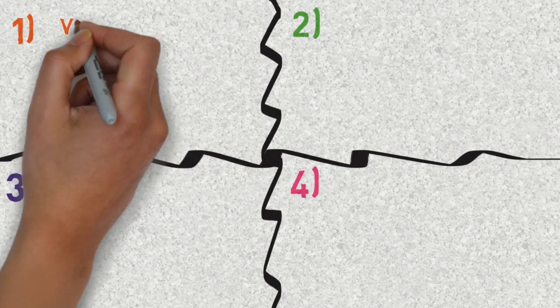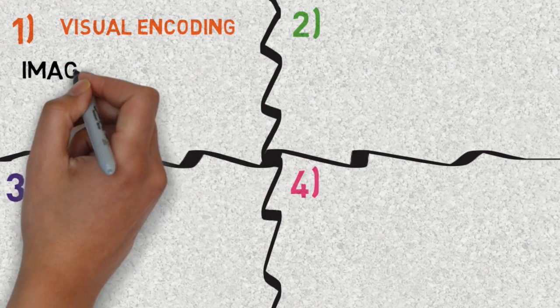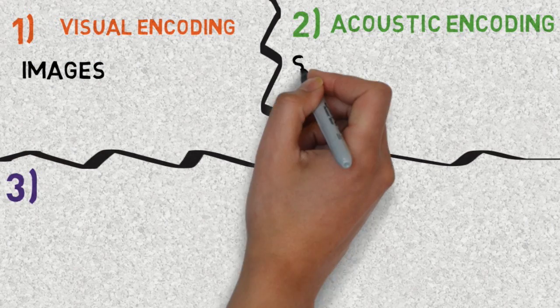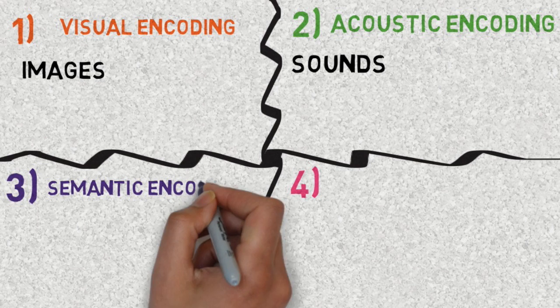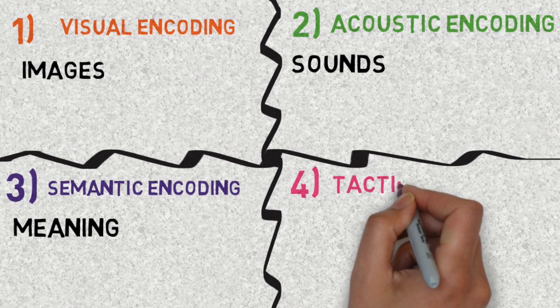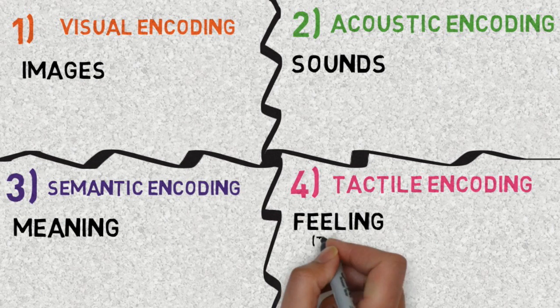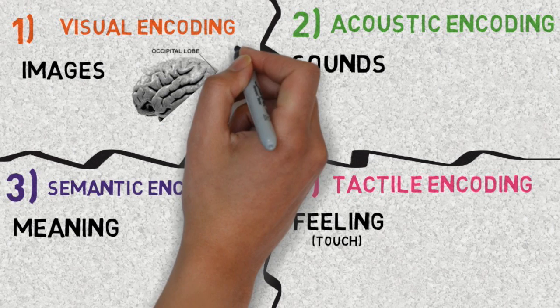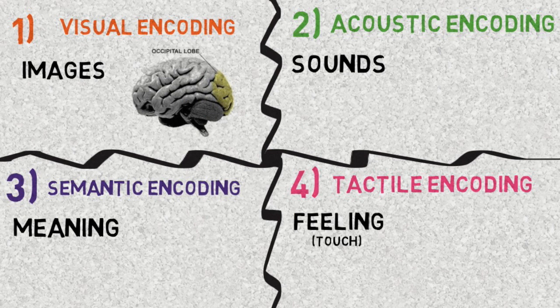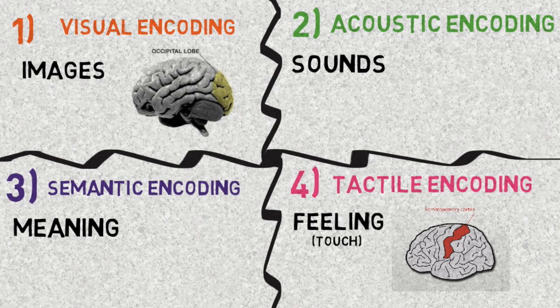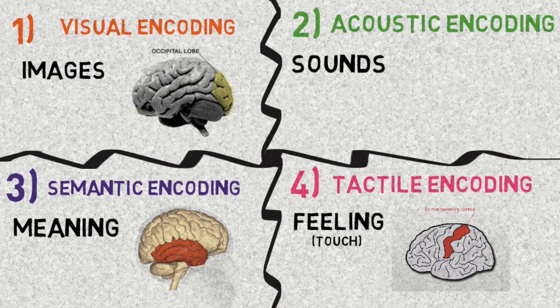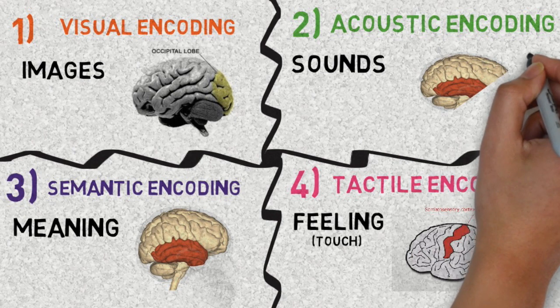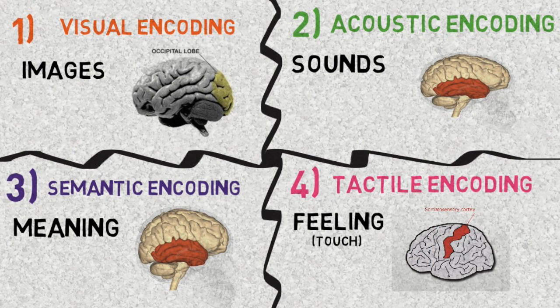There are 4 different types of encoding: visual encoding, the encoding of images; acoustic encoding, the encoding of sounds; semantic encoding, the encoding of meaning; and tactile encoding, the encoding of feeling. Visual encoding occurs in the occipital lobe, towards the back of the brain, which is responsible for sight, and tactile encoding occurs in the somatosensory cortex, while acoustic and semantic encoding occur in different parts of the temporal lobe, which is responsible for a variety of things, such as smell, sound, and meaning.